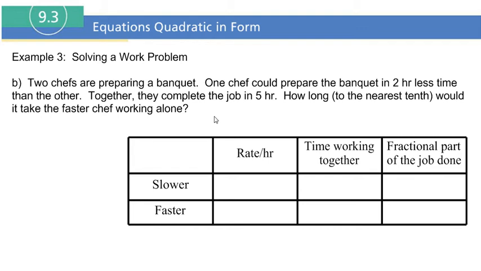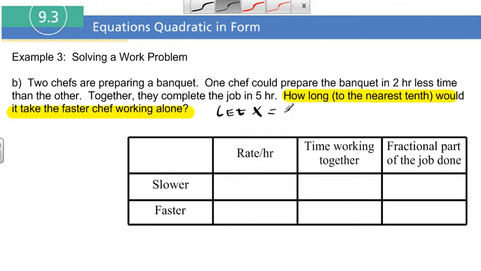All right, so the first thing in any word problem is let's let x equal some variable, something that we don't know. Now, in this case, the problem wants us to find how long it's going to take the faster chef to work alone. However, I'm going to let x equal the slower chef.